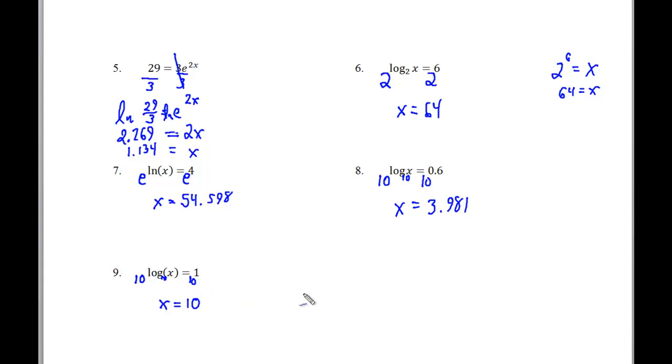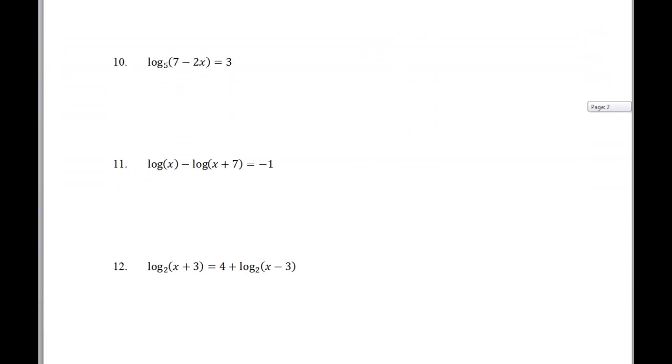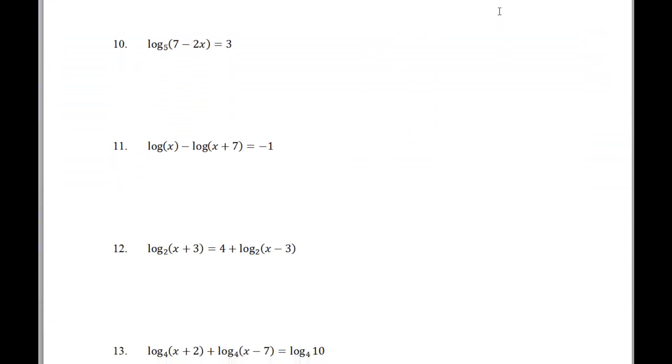Okay, so let's take a look at the tougher problems on the back of the worksheet here. Number 10 is pretty straightforward. What we're going to do is try to get this 7 minus 2x by itself. So we're going to take everything to the base 5. 5 raised to the log base 5 of 7 minus 2x is 1 times 7 minus 2x. And 5 to the 3rd power is not 15. 5 to the 3rd power is 125.